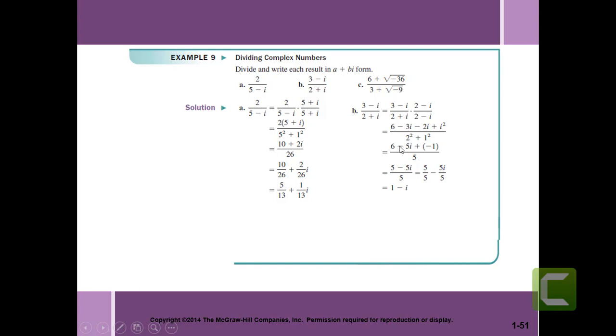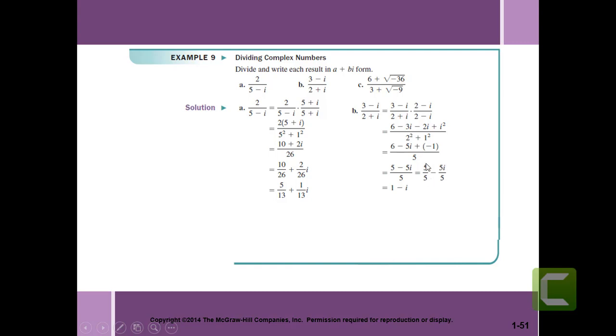And what's going to happen is we're going to get this now. Okay, so now we get 6 minus 5i minus 1. And then, of course, this is going to make this into a 5. Okay, so we're going to get 5 minus 5i divided by 5. And now we can factor out a 5 and cancel with the 5 at the bottom.